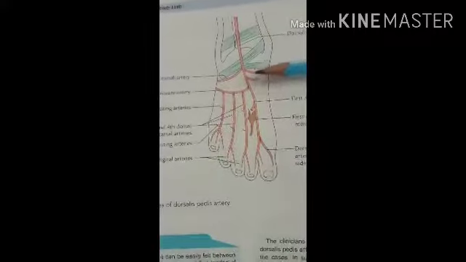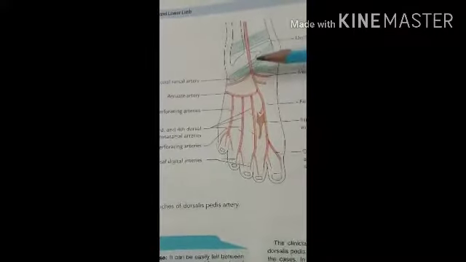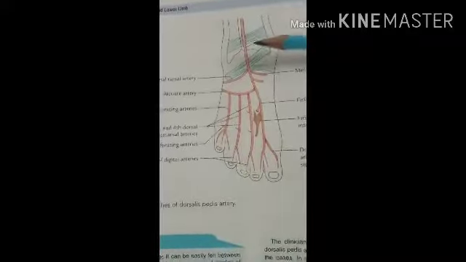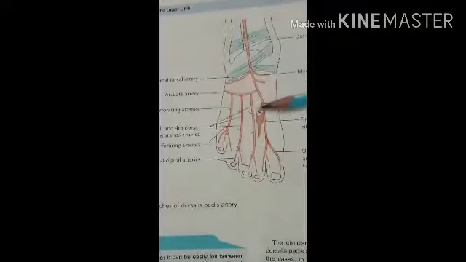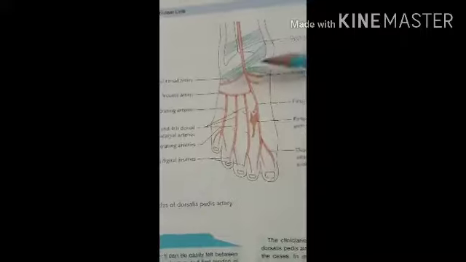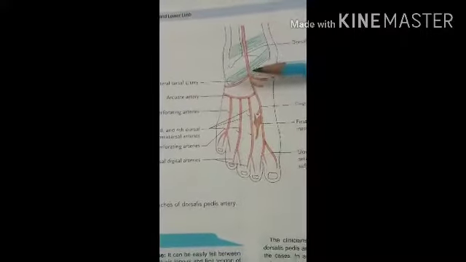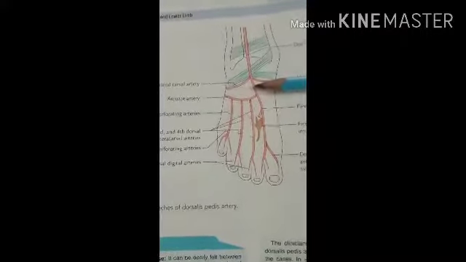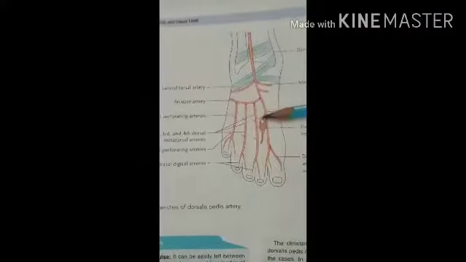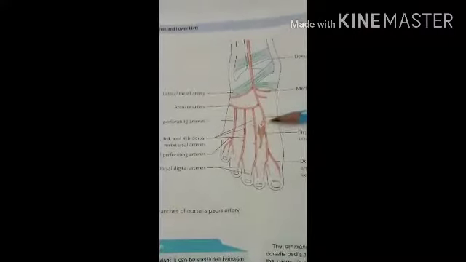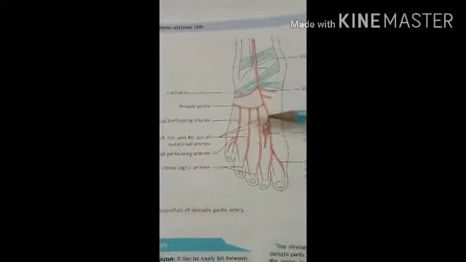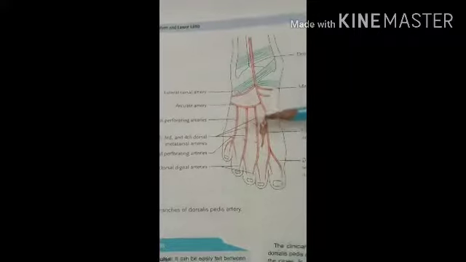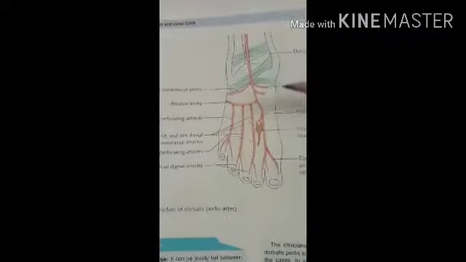Then here it dips downwards between the two heads of the first dorsal interosseous muscle. Here you can see it dips into the first dorsal interosseous muscle and ends in the sole by completing the plantar arterial arch. So it goes into the sole of the foot and forms the plantar arch. Before it goes into the sole of the foot, it gives several branches.